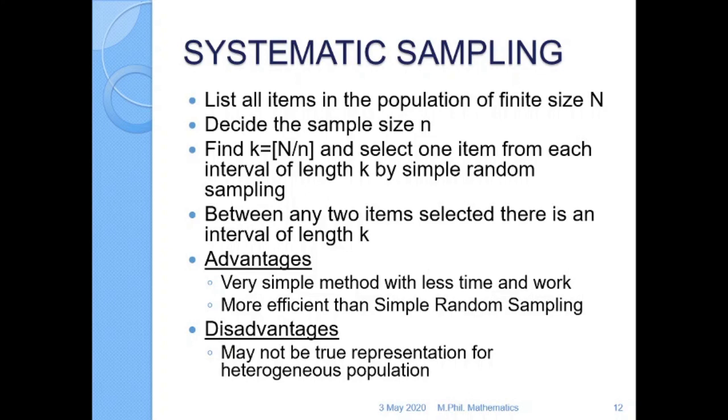So, between any two items selected, there is an interval of length k, which is 10 in our example. So, this is a very simple method. It consumes less time and work, and it's efficient also. But it may not be a true representation of the population in the case of a heterogeneous population.